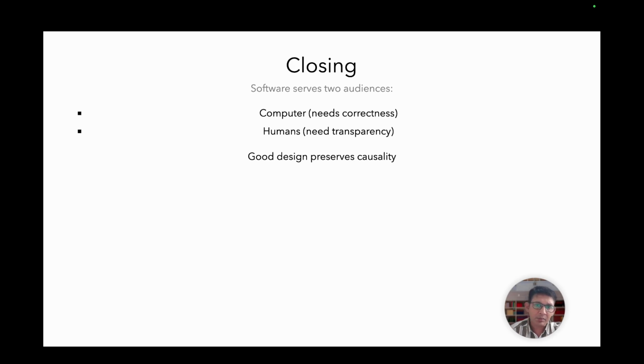Software is a system of causes and effects. Code serves two audiences: the computer that executes it and the humans who reason about it. The computer needs correctness, humans need transparency. The ability to trace from cause to effect without running a debugger, to predict consequences before making changes. Good design preserves causality, it makes the invisible visible.